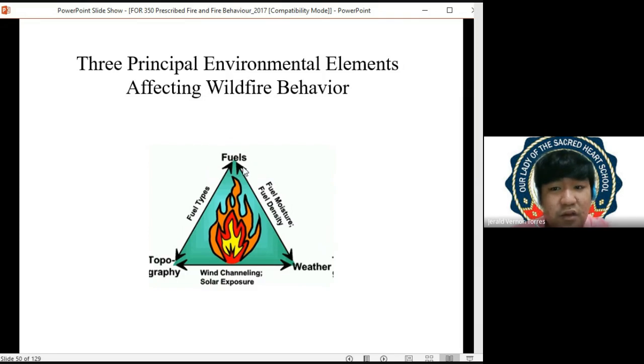Now, why do we consider weather? Bakit natin kino-consider yung weather? Kasi yung weather can affect the fuel, pwede niyang maapektuhan yung fuel moisture, fuel density. At tatandaan niyo pag mas moist yung fuel, mas less yung capacity nun to form fire or to have ignition. And pag lesser naman yung moisture, mas greater yung ability niya to cause fire.